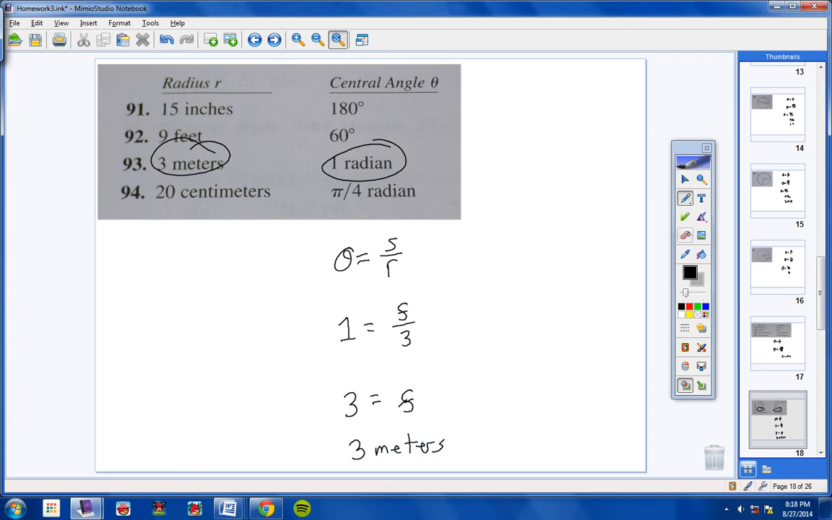All right, moving on to number 94. Let's fix our formula here.